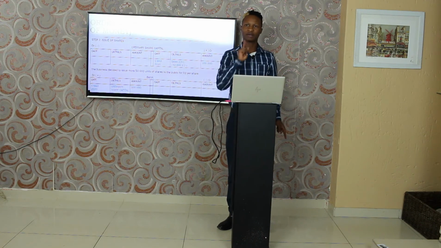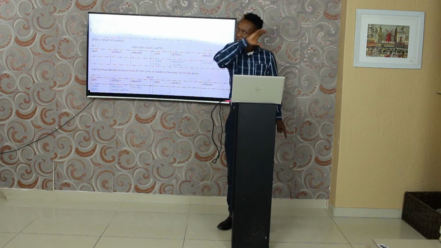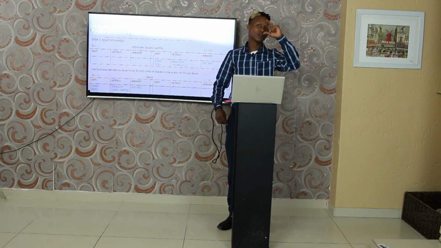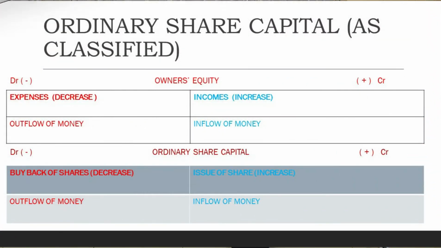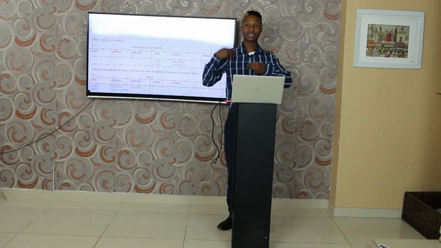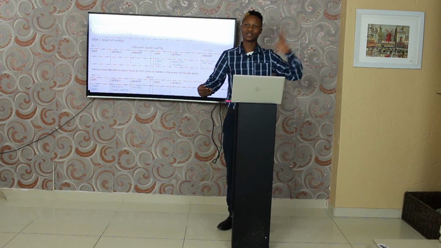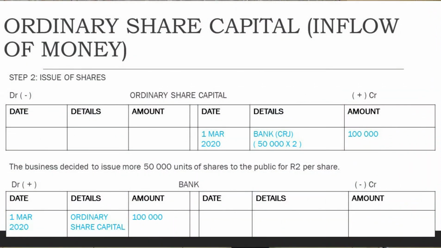But it's different when it comes to ordinary share capital. Capital is an owner's equity. Owner's equity increases on the credit side, decreases on the debit side. Bank, an asset, increases on the debit, decreases on the credit. So whenever we receive money, our bank will increase on the debit side. That's the double entry principle.